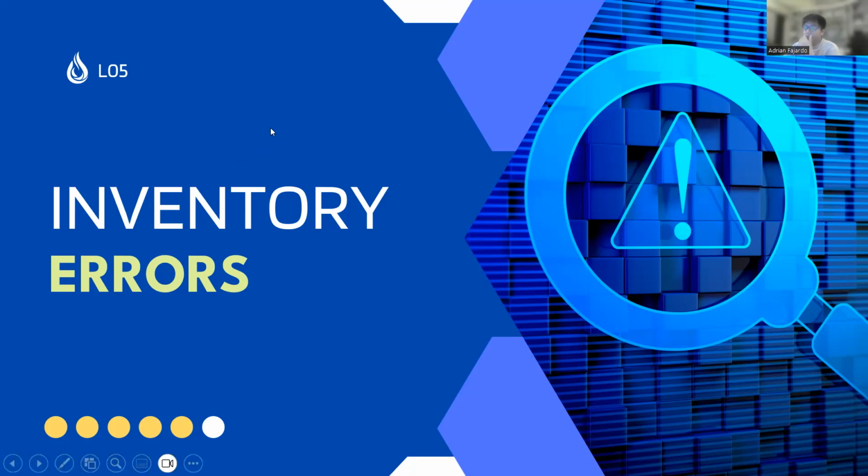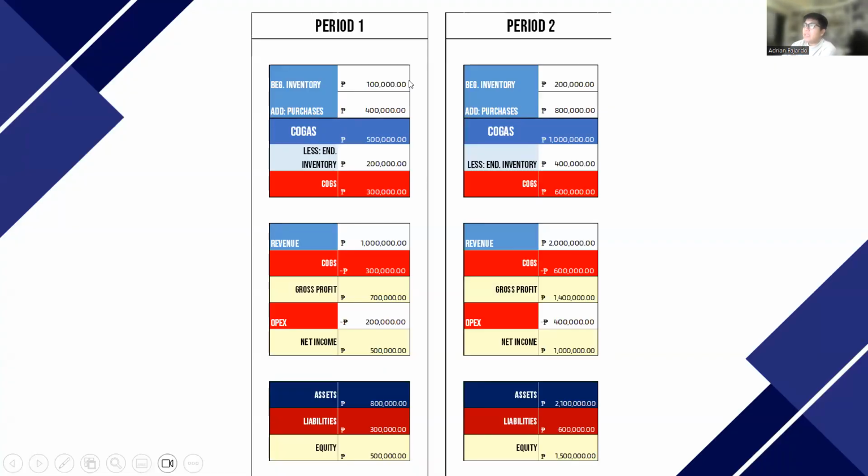Lastly, we have inventory errors. And for inventory errors, I think this is one of the toughest to understand. But here your expertise in understanding the cost flow will be tested. So, to simplify, I want us to look at this important case study. You start off with your beginning inventory. When you add your purchases, it will give your cost of goods available for sale, less your ending inventory of 200,000, which will give you your cost of goods sold.